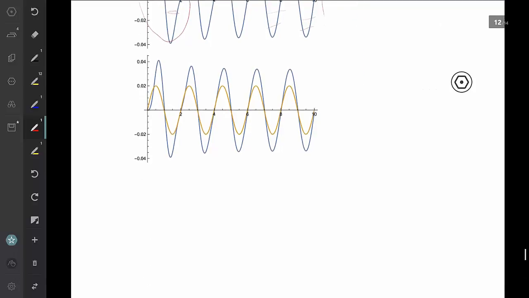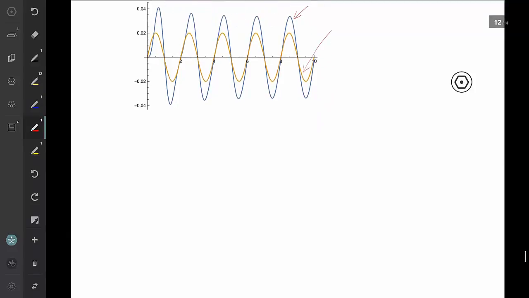And again, compare the output right here, the blue, to this guy, and you can see that the blue is shaking at the frequency that you're forcing it to. That was the point I was making before.